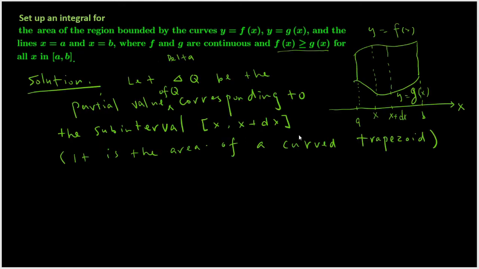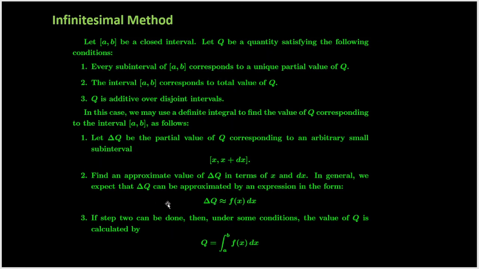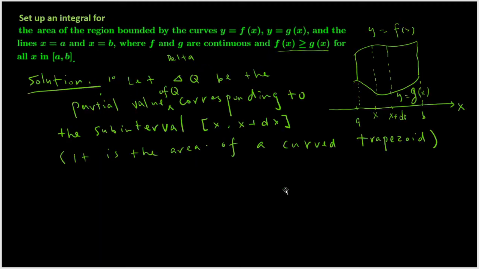I can label the step. The next thing we do is to approximate the partial value over the tiny subinterval. Our target is to approximate the partial value using a function of x times dx. In general, the way to approximate is to use something constant to approximate something varying, to use something straight to approximate something curved. I will show you what I mean.